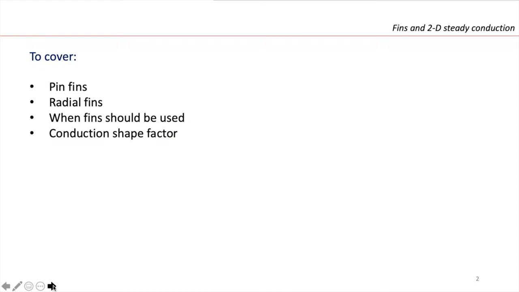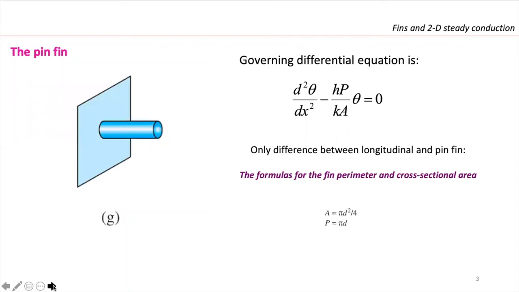So again, for the pin fin, we said that it's a rod extending from the base. Again, the differential equation is the same one as in the case of the longitudinal fin. The only difference between the longitudinal and pin fin are the formulas that we are going to employ for the pin fin perimeter and the cross-sectional area. The area in this case is going to be pi d square over 4 and the perimeter pi d. So again, this is the only change with respect to the longitudinal fin.